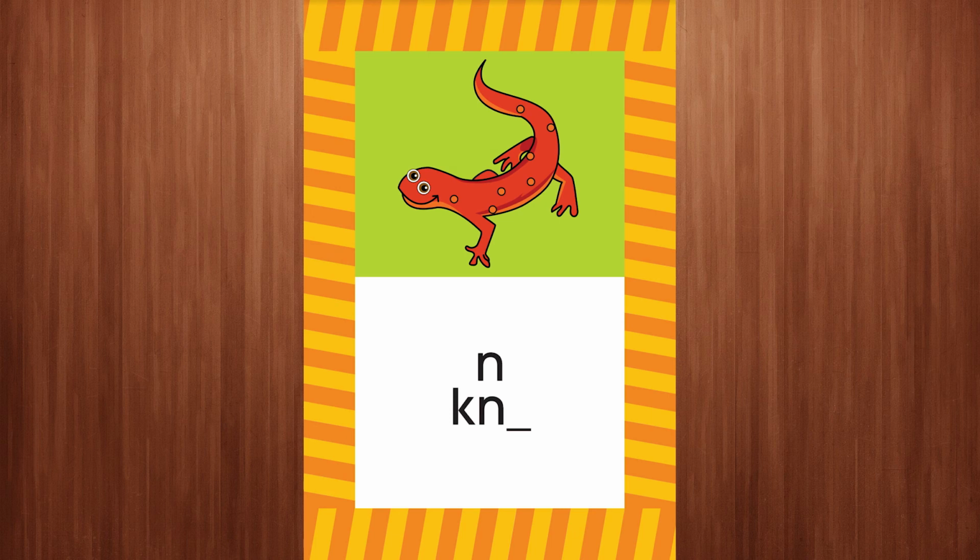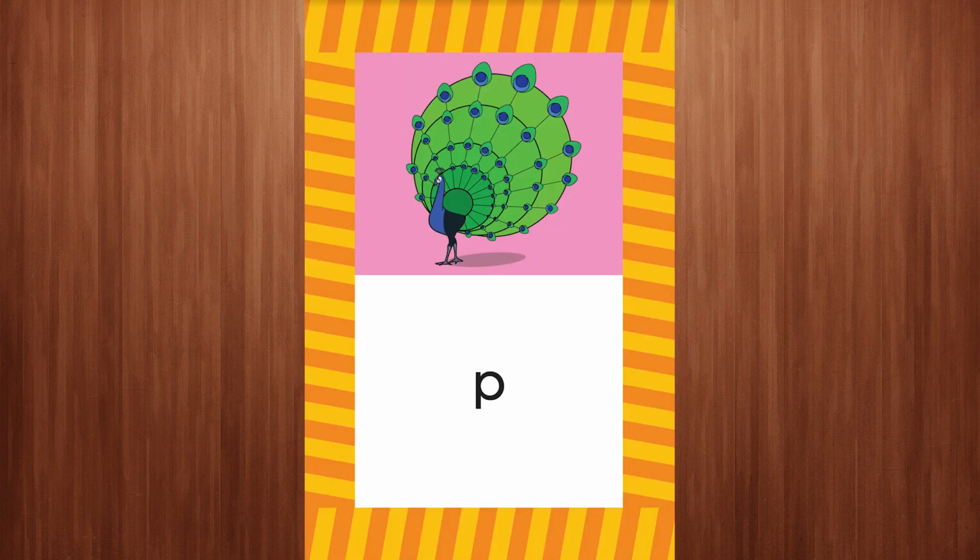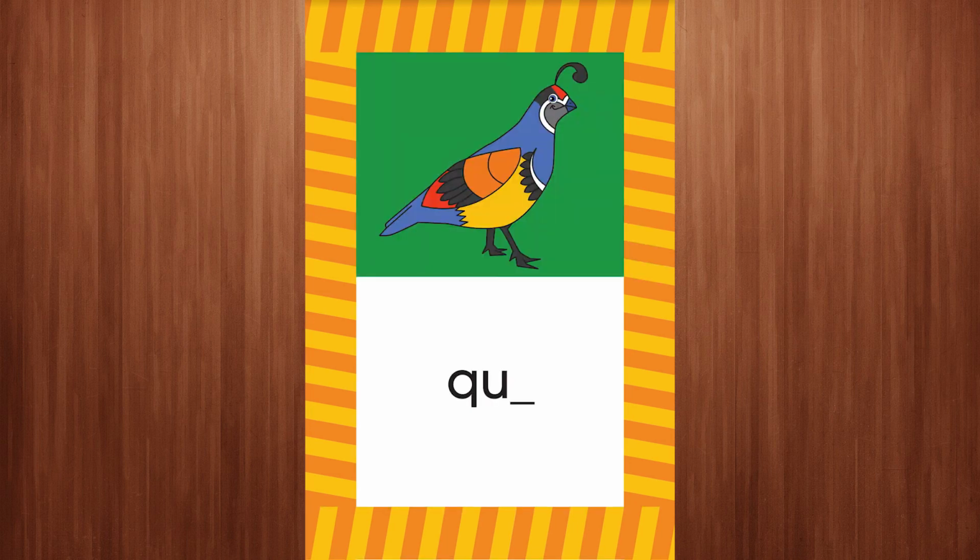Newt, N, KN, always at the beginning. Otter, O, AU, AW. Peacock, P. Quail, QU, blank, always at the beginning.